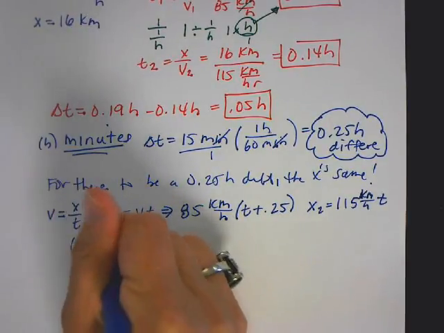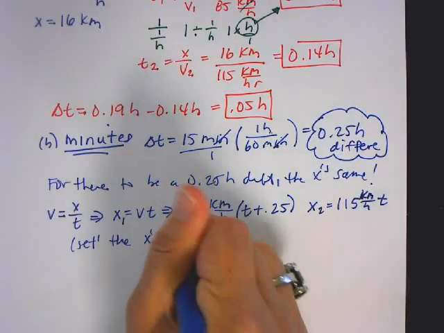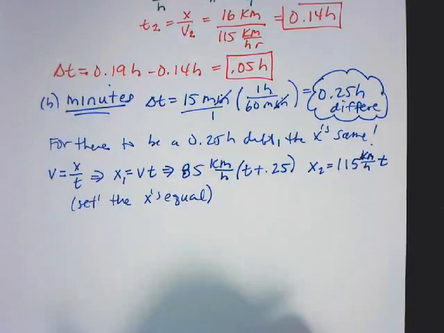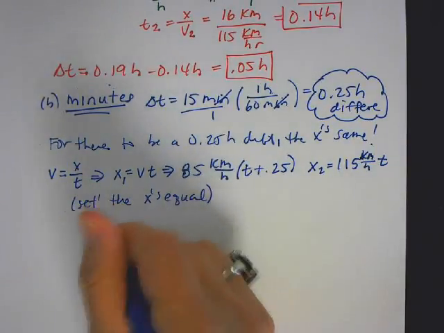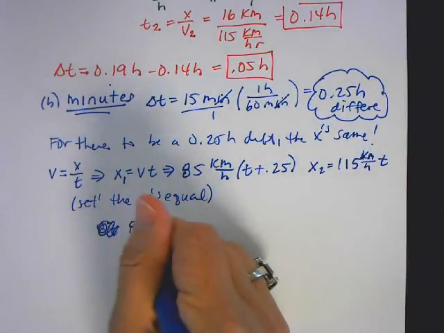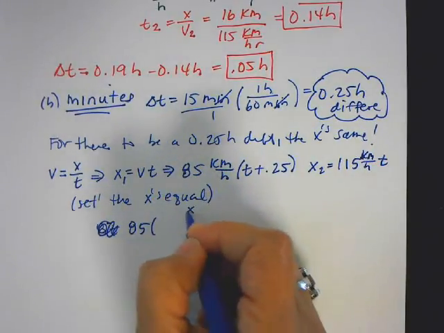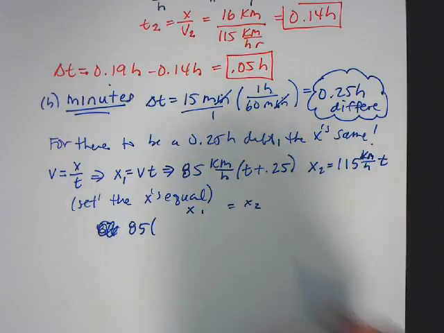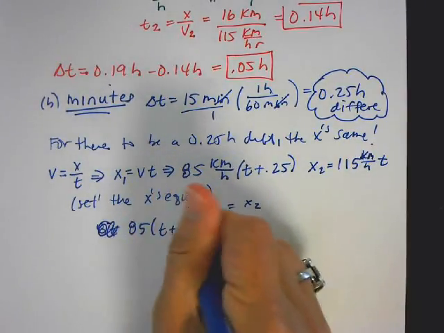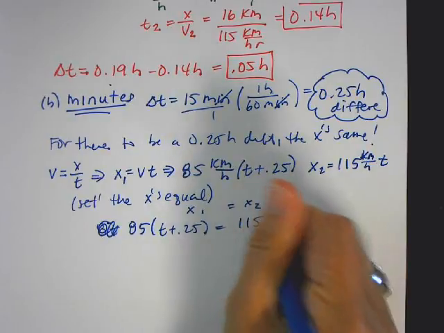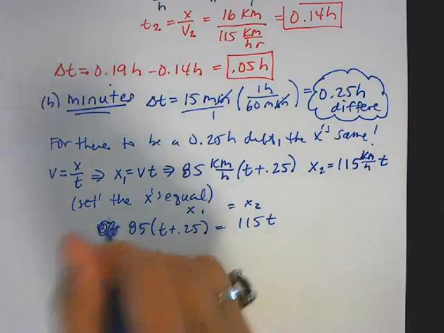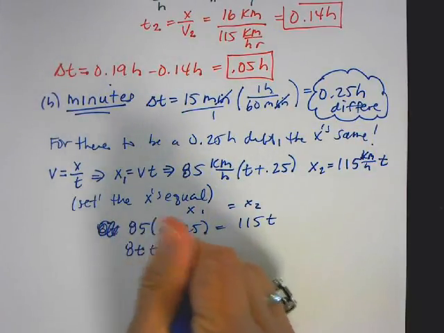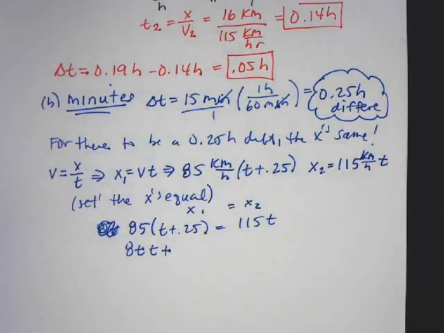So again, this problem's a little challenging. So if we set the x's equal, so I have 85 times this, remember x1 is equal to x2. So 85 times t plus 0.25 is equal to 115 times t. And now we have to figure out t. Well, here's the hard part. If I multiply this out, 85t plus whatever, 85 times 0.25. So 85 times 0.25 comes out to be 21.25.